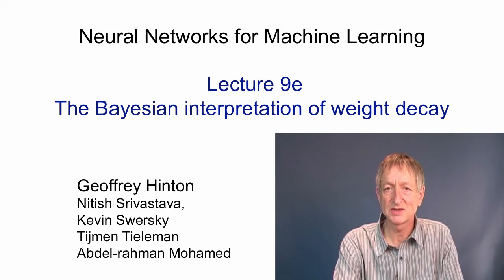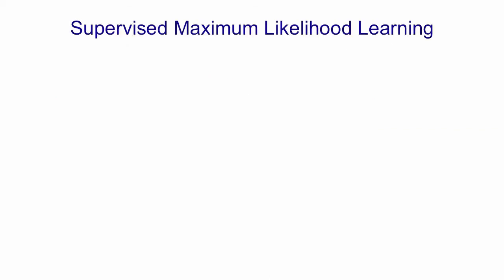This is called maximum a posteriori learning, and it gives us a nice explanation of what's really going on when we use weight decay to control the capacity of a model. I'm now going to talk a bit about what's really going on when we minimize a squared error during supervised maximum likelihood learning.